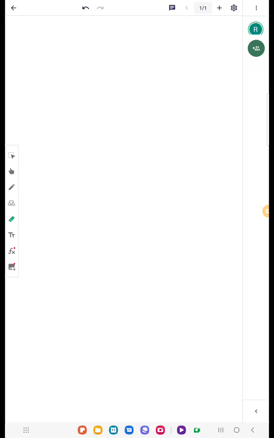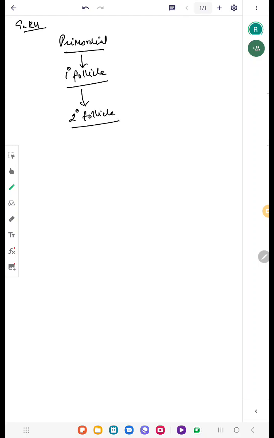At the time of puberty, GnRH is secreted in a pulsatile fashion, so a lot of GnRH is produced. With the help of FSH, these primordial follicles get converted into primary follicles, and then this primary follicle converts into a secondary follicle. This secondary follicle contains cells called theca cells of the ovary. These theca cells secrete a hormone called estrogen.